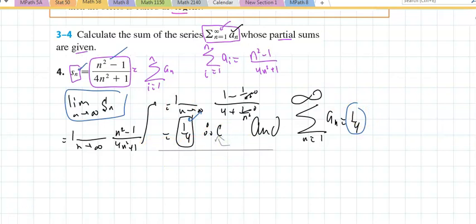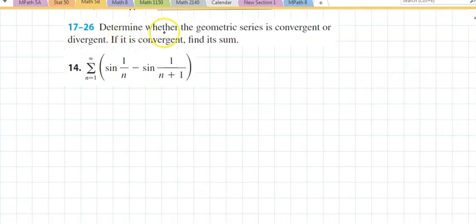Otherwise, you have to quote something. On the next problem, determine whether the series converge or diverge. If it converges, find the sum.